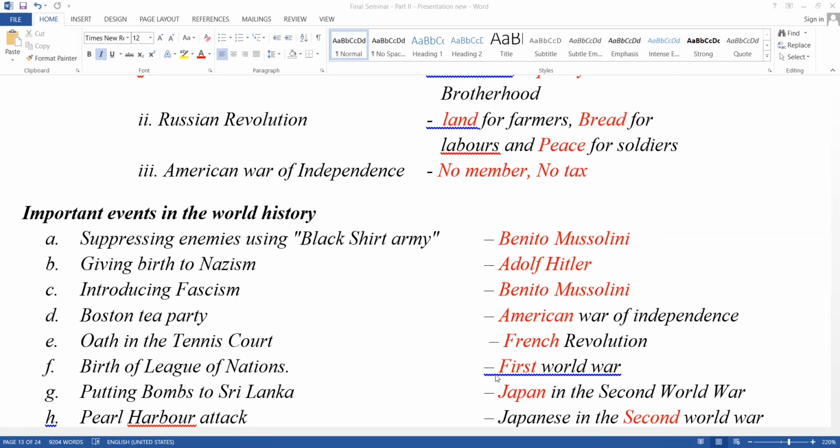The birth of the League of Nations is related to the First World War, because that was the world organization started after the First World War to protect world peace. Bombing of Sri Lanka was done by Japan in the Second World War. The Pearl Harbor attack was done by Japan in the Second World War. Complete up to that.